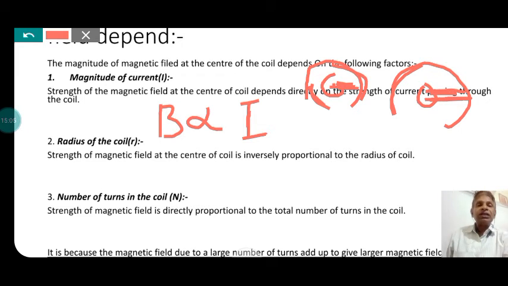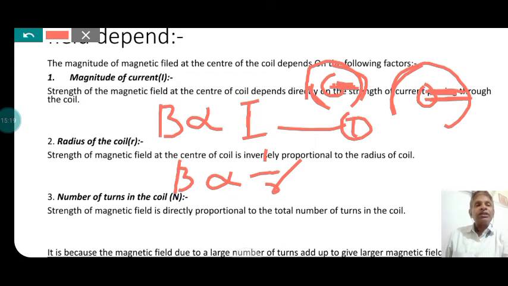So we can say the radius is related to the magnetic field, and B is inversely proportional to the radius, B is proportional to 1 by R. This is the second equation.